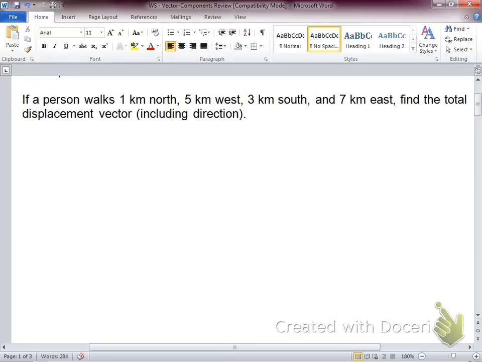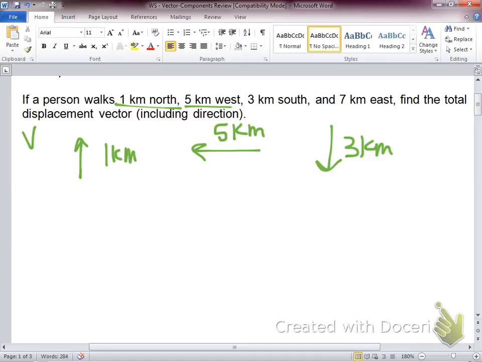Okay? So for vector 1, we've got them going 1 kilometer north. Vector 2, 5 kilometers west. Vector 3 is 3 kilometers south. And then 7 kilometers east.